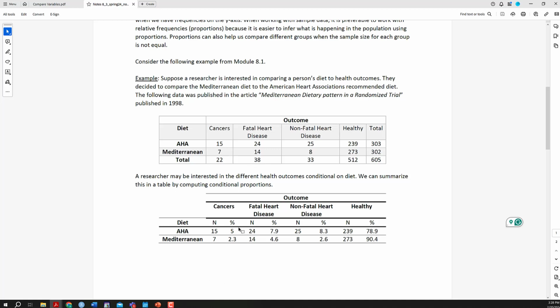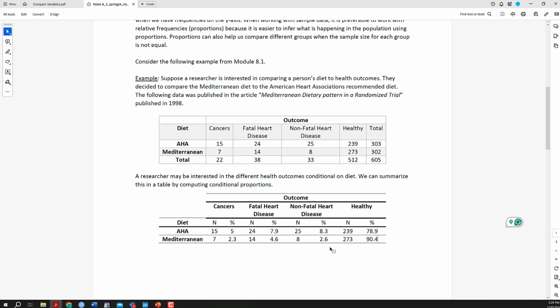But if we look here, we notice that for cancer, the AHA diet's a little bit higher. For fatal heart disease, it's a little bit higher. For non-fatal heart disease, it's higher. And for healthy, it's lower. So what this tells us is that those on the AHA diet are seeing those negative or undesirable outcomes at a higher rate than those on the Mediterranean diet. And so this would suggest that there's an association between diet and outcome.